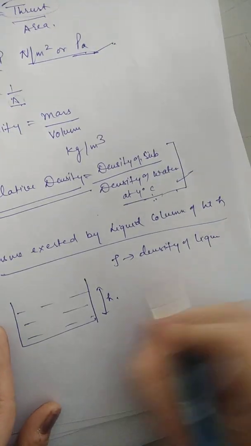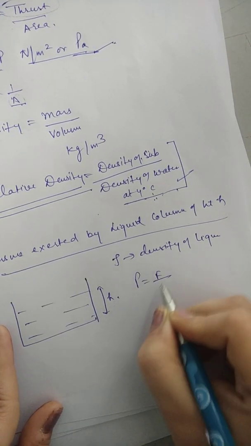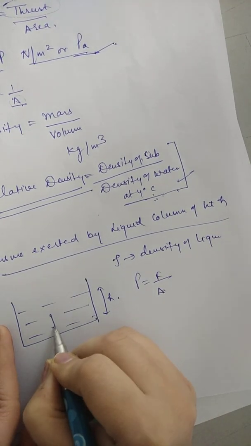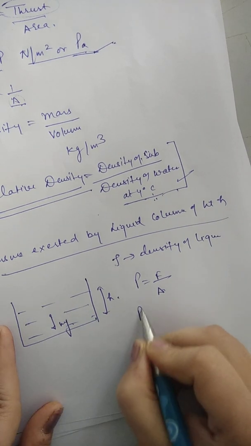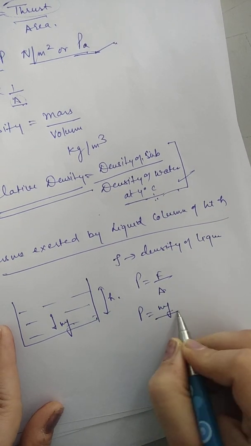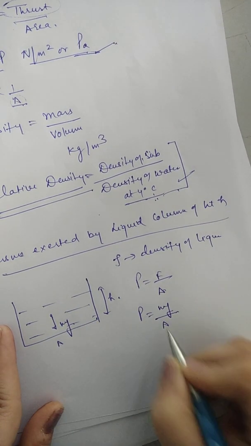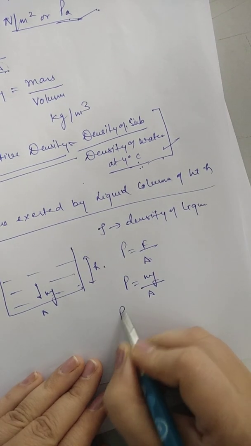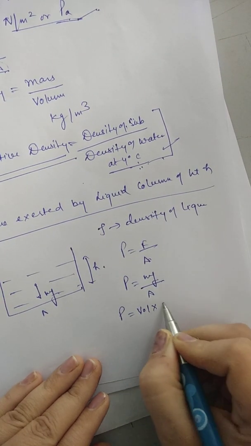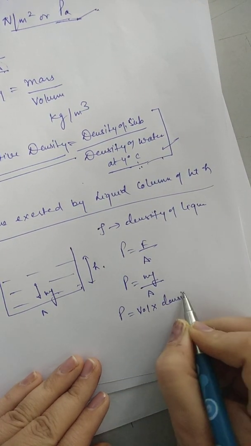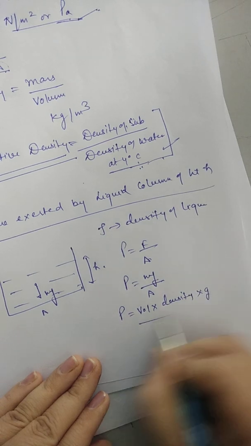What is the pressure it exerts? Pressure is force upon area. So what is the force it exerts? mg. So mg is the force and A is its base area. So m को आप क्या लिख सकते हो? This is volume into density into g divided by A.